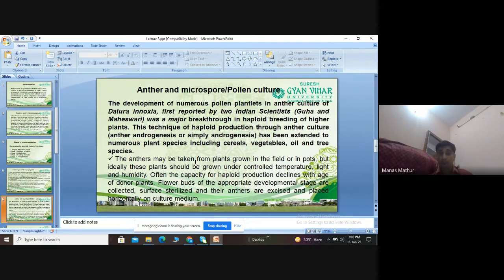Flower buds at the appropriate developmental stage are collected, surface sterilized, and their anthers are excised and placed horizontally on the culture medium. The rest of the process is the same: prepare the media, put the culture on the media, and the anthers will grow and produce haploids. It is the same with pollen culture.